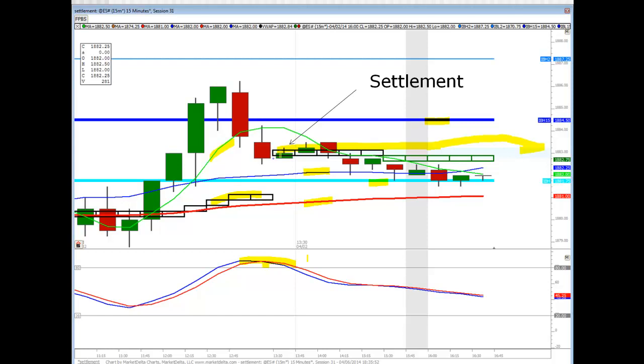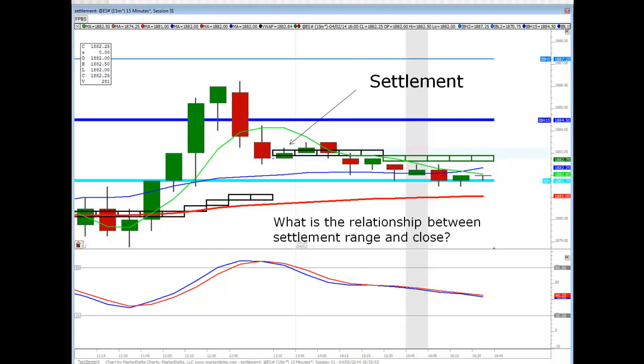So it identifies for us where settlement was. Now, settlement period is just as important as the actual ultimate close of the day, perhaps even more important, as you will begin to see in terms of how it influences things as they develop. So the first question is, what is the relationship between the settlement range and the close? Well, it is very important to look at where we close relative to the settlement range. In this case, the settlement range is very small, and we closed about midway in the range.